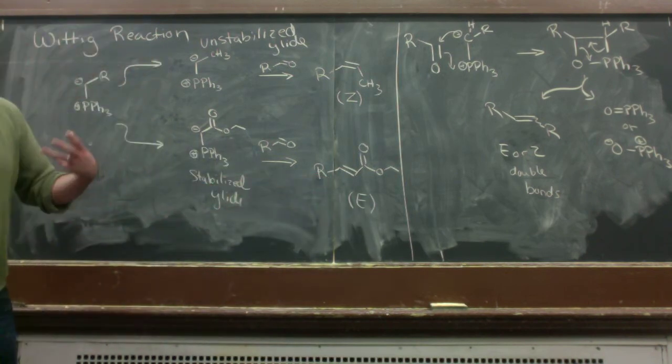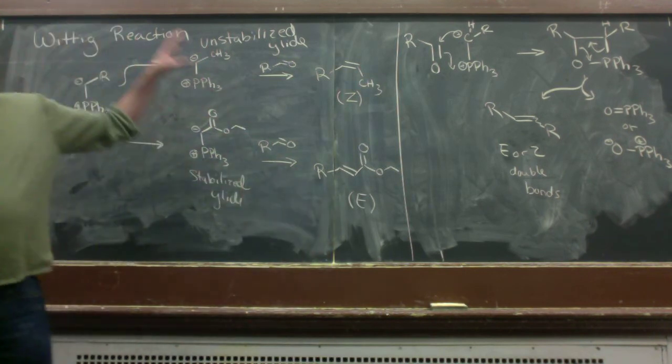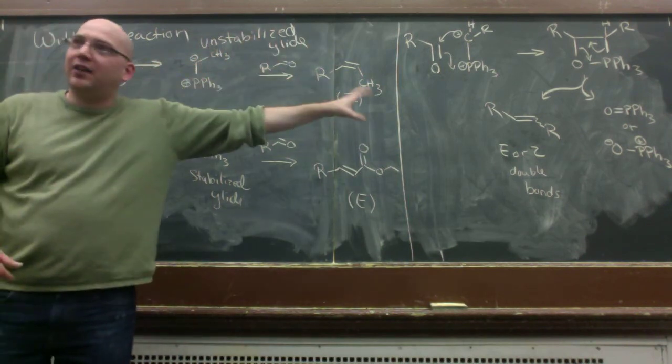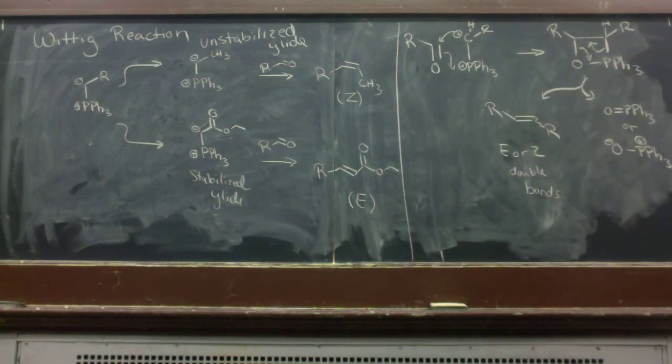So again, that's probably confusing, but the way you can think about it is: stabilized ylid, stabilized alkene. Unstabilized ylid, less stable alkene. If you can remember that trend, and if you want to learn more about the reasons behind it, we can discuss it offline. Okay?